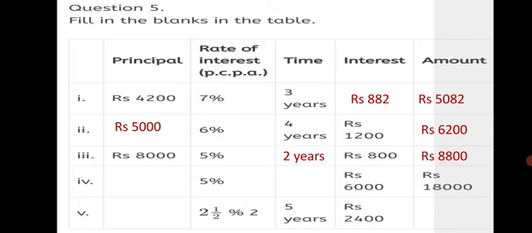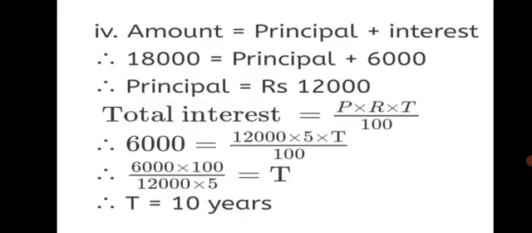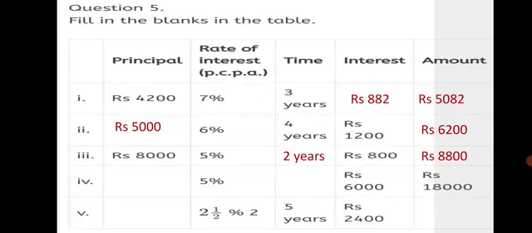Now two more questions are left. Let's start with sub question 4. Amount is equal to principal plus interest. Now why have we taken the amount formula first? Let's have a look at the question. In the question we can see principal is missing and time is missing. If we use the interest formula first, we can't substitute these two values in it. So it will not be possible to find time and principal both at the same time using the interest formula.